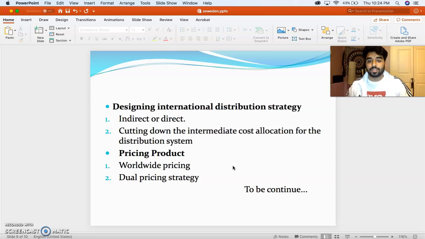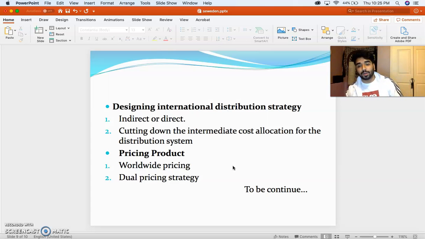designing international distribution strategy. So first point is indirect and direct. For this, the company should use both of the strategies to deliver the products. So the first is the direct strategy channel. It is organized and managed by the manufacturer itself. Under this, the company can directly sell its product to consumers. It requires warehouses, logistics systems, trucks, and delivery staff. It shortens the channel.